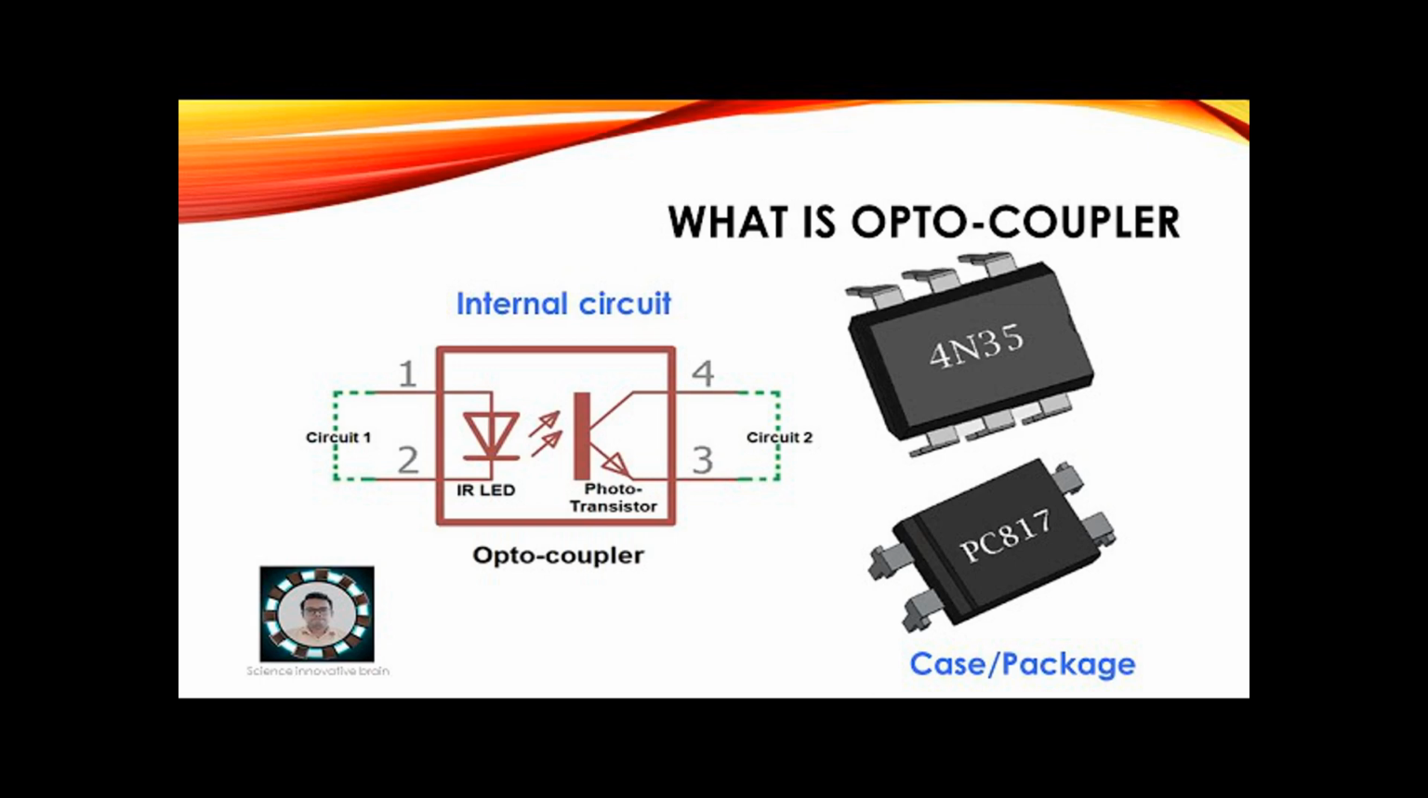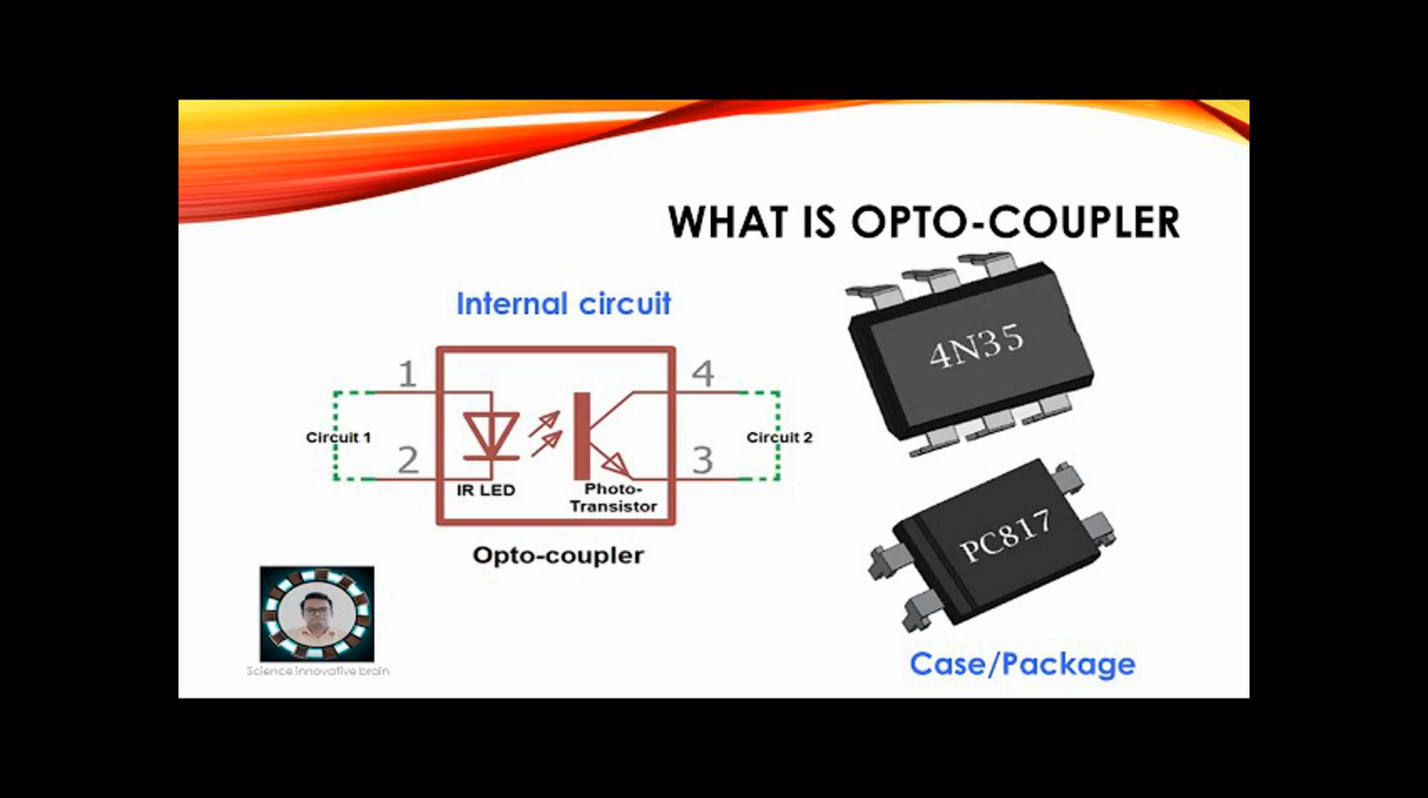Audio equipment. Optocouplers can be found in audio equipment to provide isolation between audio input and output stages, reducing ground loop noise and interference. Industrial automation: optocouplers are widely used in industrial automation for signal conditioning and isolation in sensor and control circuits.